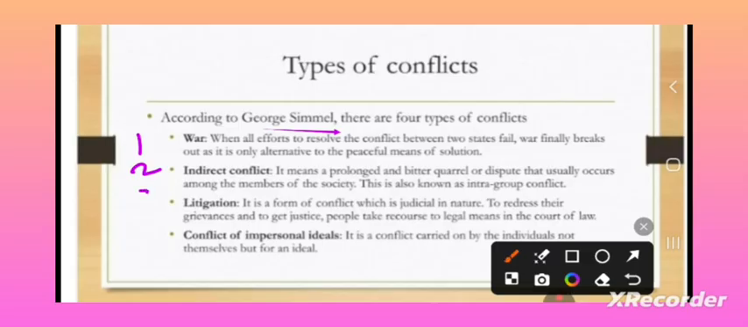Next, litigation. This is a form of conflict which is judicial in nature, to redress grievances and to get justice. People take recourse to legal means in the court of law. Finally, conflict of impersonal ideas: this is a conflict carried on by individuals not for themselves, but for an ideal or a principle.